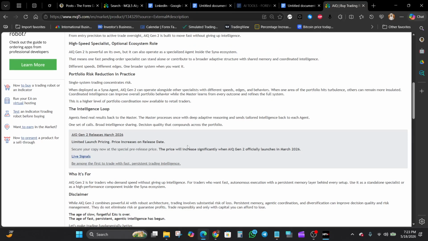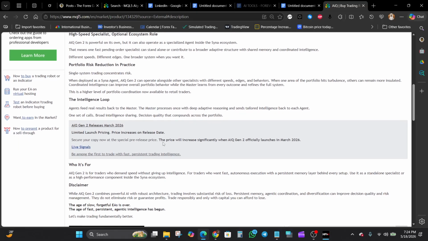Another important section here is the portfolio logic. All right, the developer explains that when used inside a broader system, multiple agents can operate together to reduce concentrated risk and share intelligence across different trading behaviors. So the EA is not just standalone, but can also be part of a coordinated setup.